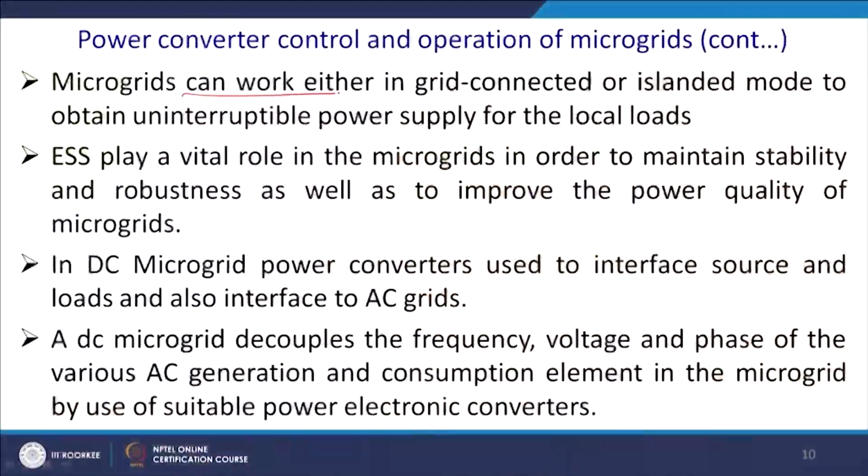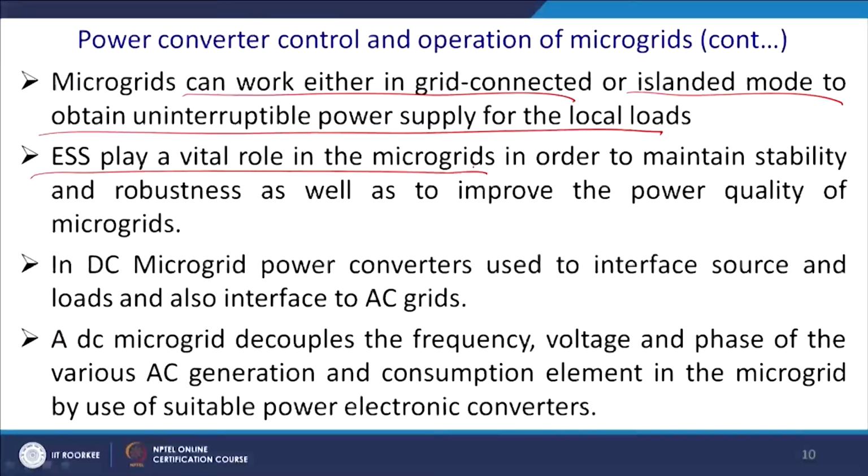So, a microgrid can work either in grid connected or islanding mode to obtain uninterruptible power supply for the loads. ESS plays a vital role in the microgrid in order to maintain the stability and the robustness, as well as to improve the power quality of the microgrids. In a DC microgrid, power converters are used to interface sources and the loads and also the interface to the microgrids.